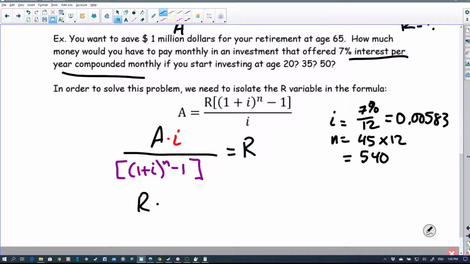So let's put all of our values into the formula. Our A is $1 million. I want to know, how much money do I have to put in monthly starting at age 20 at an interest rate of 7% to end up with $1 million?